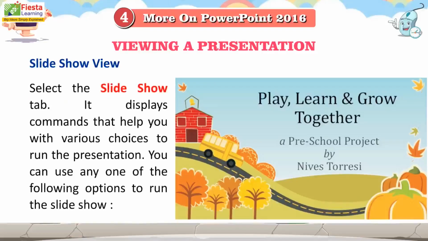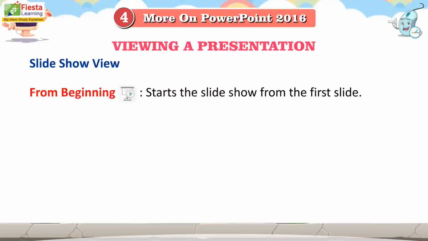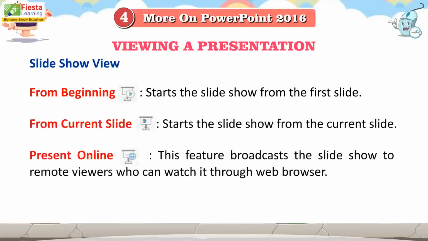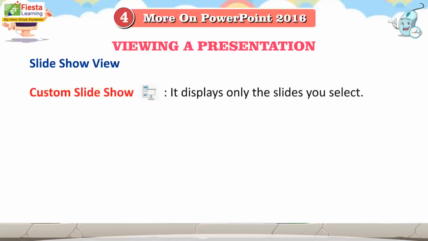It displays commands that help you with various choices to run the presentation. You can use any one of the following options to run the slideshow. From beginning, start the slideshow from the first slide. From current slide, start the slideshow from the current slide. Present online. This feature broadcasts the slideshow to remote viewers who can watch it through web browser. Custom slideshow. It displays only the slides you select.